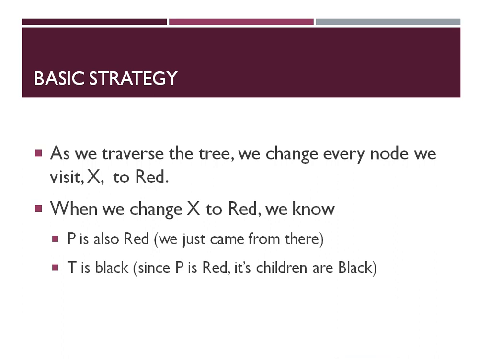So, right, if we know that the color of parent is red, the children's color cannot be red at that point. And T is black. T is the sibling of X. So P's children are X and T. Since P is red, its children are black.